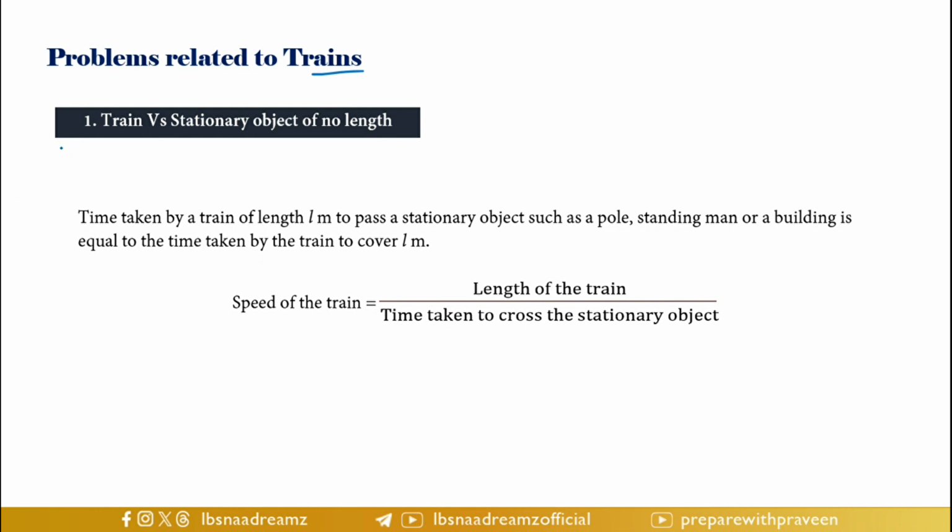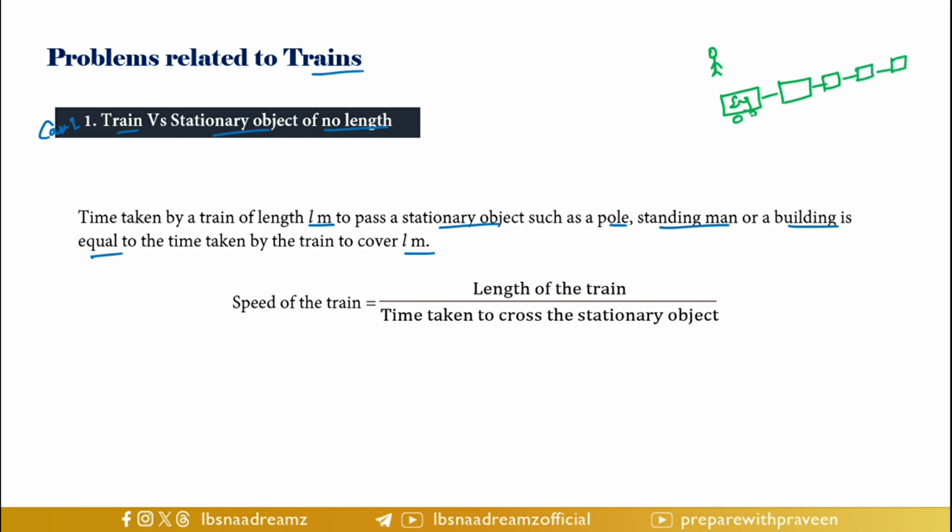Problems related to trains. Case 1. Train versus stationary object of no length. Time taken by a train of length L meter to pass a stationary object such as a pole, standing man or a building is equal to the time taken by the train to cover L meter. Consider you are standing here and a train is standing here with one engine and 4 carriages.